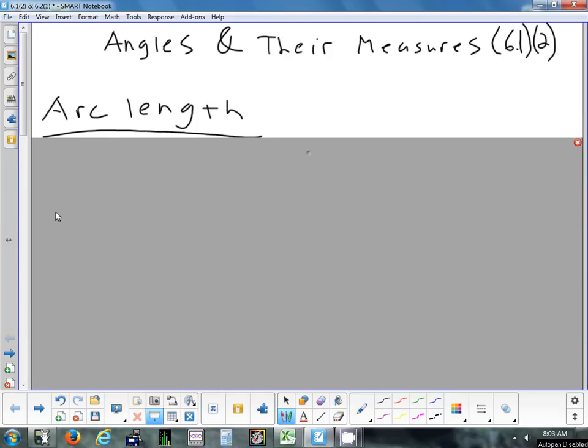All right, so we're going to be given word problems, and they might not give us the angle in radians. It might be in degrees. But to answer the question, we're going to have to convert it to radians. Okay, and the word problems are going to focus on what's called arc length.